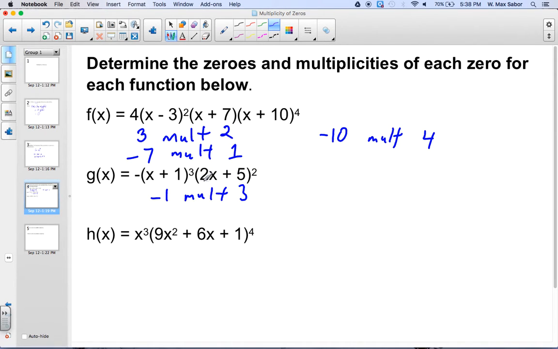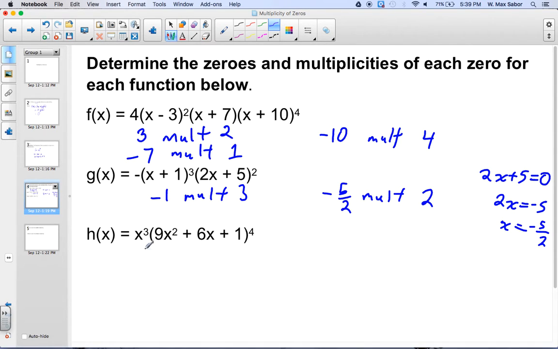2x plus 5: what number would make 2x plus 5 equal to 0? Well, negative 5 halves. If you plug in negative 5 halves, or if you solve 2x plus 5 equals 0, you'll get negative 5 halves. So that is our root for the second set of parentheses, and that has a multiplicity of 2.